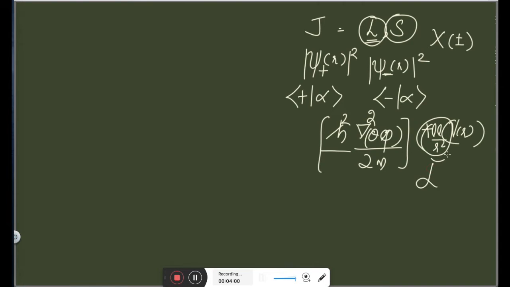This part is the angular momentum part, the angular part, and you can say that angular momentum is independent of r. It depends on the rotation alone, which means that L square as well as the Hamiltonian H do commute. So what does it mean?